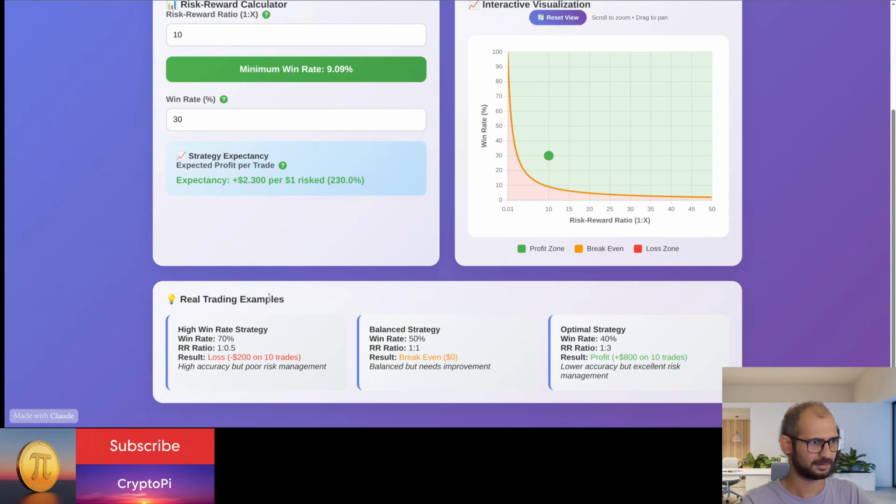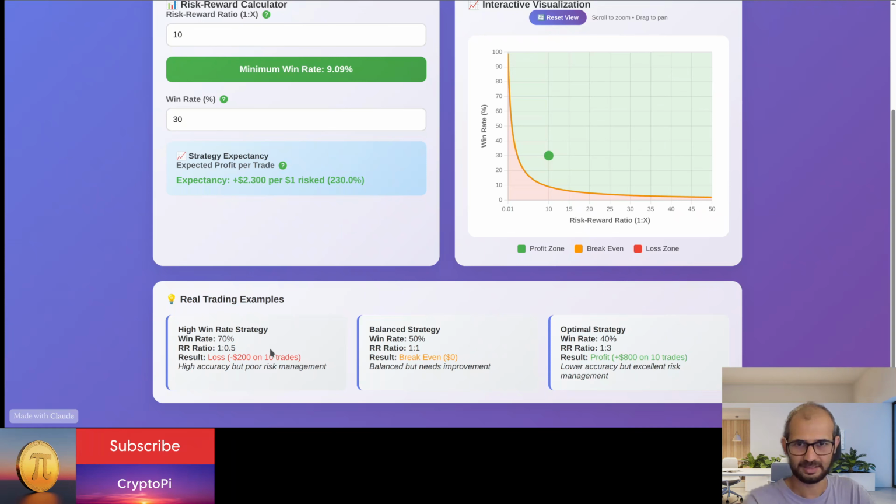There are some examples at the bottom as well. If the win rate is 70%, then a risk to reward ratio of 1 to 0.5 will result in a loss. It is a high accuracy, but because of poor risk management, we would incur a loss. It doesn't matter what the strategy is here. I hope that is quite clear at this point. For the balanced strategy, we just saw that if it was 50%, then for break-even we would need a 1-to-1 risk-to-reward ratio. And for the optimal strategy, let's say 40% win rate and a risk-to-reward ratio of 1 to 3, the result would be $800 profit on 10 trades.